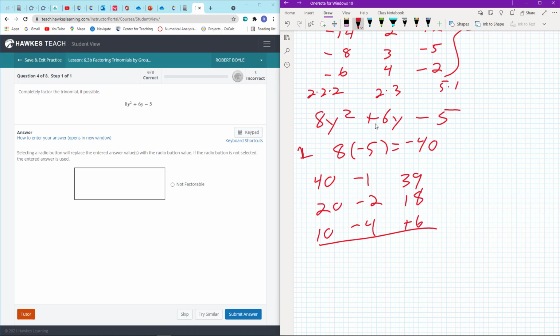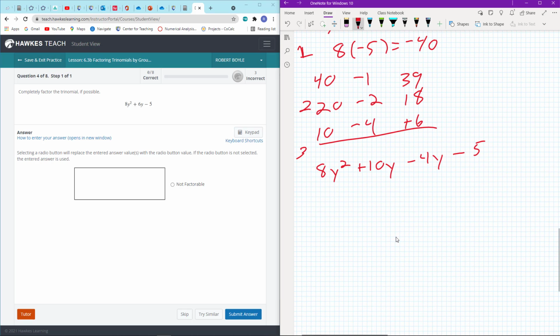Now I'm going to replace my linear term 6y with 10y minus 4y. Why? Because then I can factor it. Here I will have 8y squared plus 10y minus 4y minus 5. Now I want to factor by grouping.